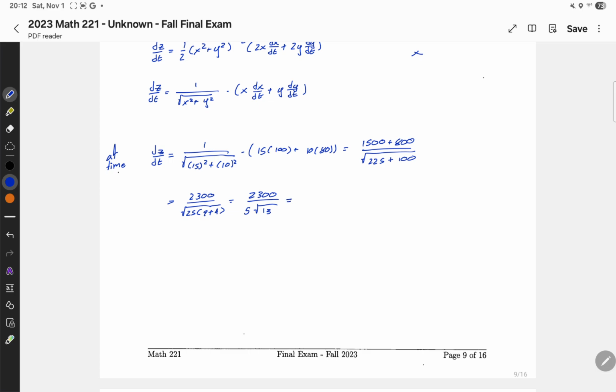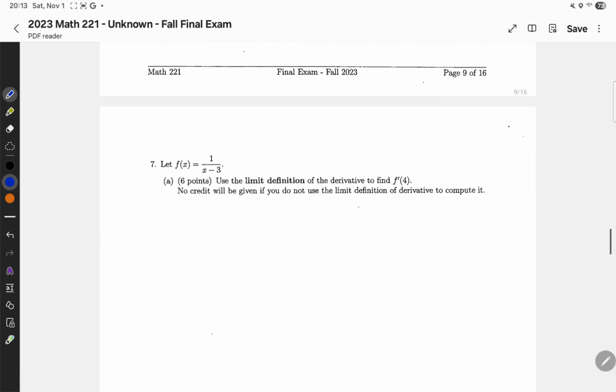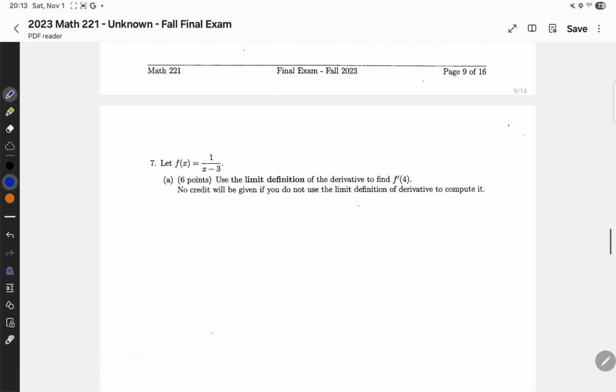And what we can do is say 2300 divided by 5, that should be, let's see, 460 over the square root of 13. And let's just put the radicals on top in case your teacher likes that. We have 460 times the square root of 13 over 13. And then don't forget the units. This is the rate of change of distance, so that's going to be kilometers per hour. And that's it. Moving on to question 7.